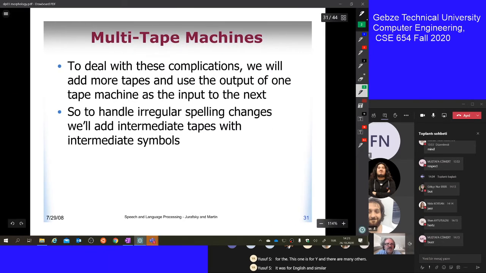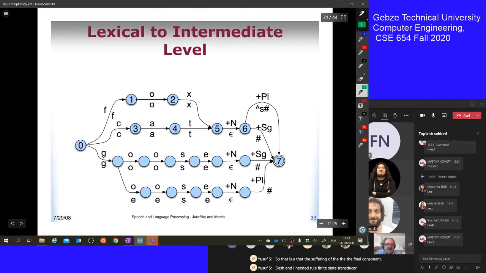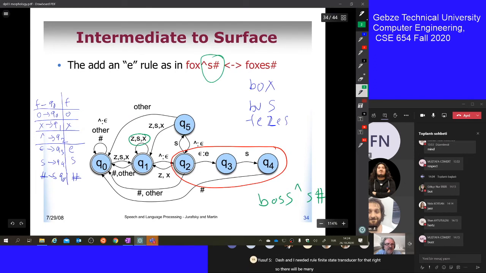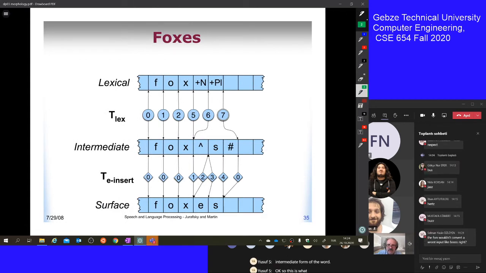and similar stuff for Turkish. For Turkish, we don't say kitapı, we say kitabı, right? So there is the softening of the final consonant there, and I need a rule finite state transducer for that, right? So there will be many of them, and each one is either applicable or not applicable, and these will work between the surface form of the word and the intermediate form of the word. Okay, so this is one example from affixes to lexical form.